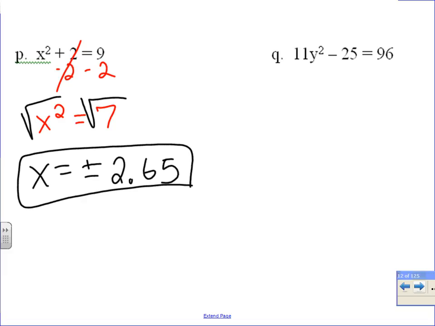Okay, I want you to do letter Q. So try letter Q. You should get a decimal on this one as well. Yep, good job.